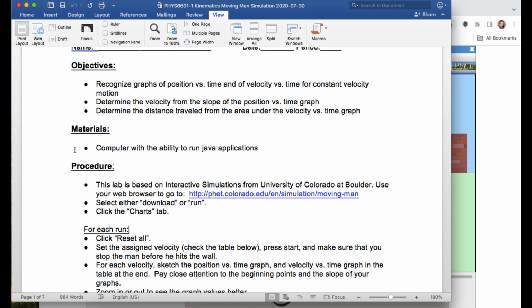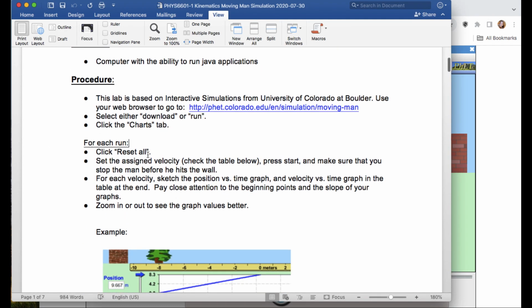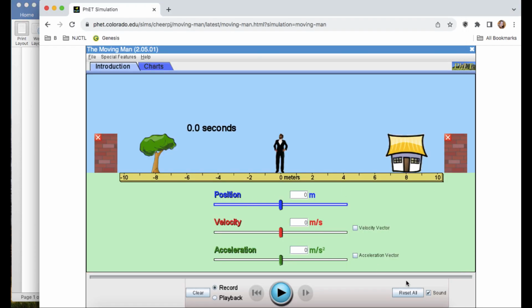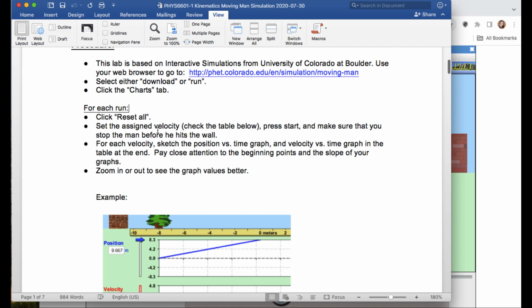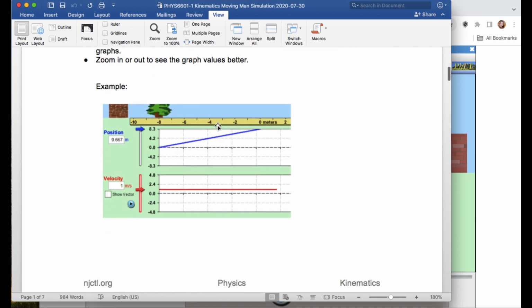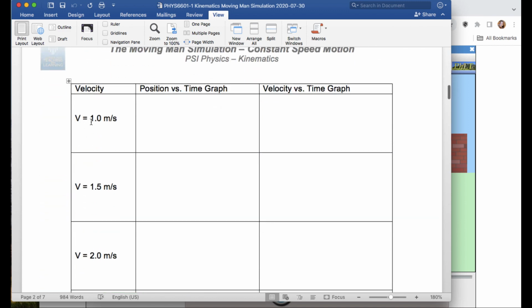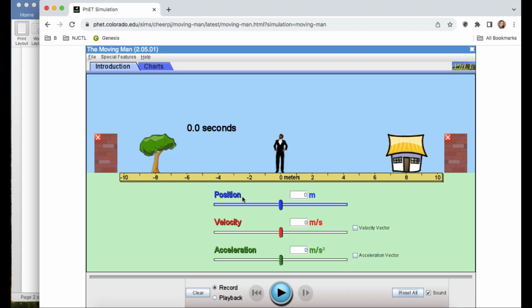But first, we are going to click reset all. Well, we don't have to do that. We can if we want to, sure, but it already is reset. All right, set the assigned velocity. Check the table below. Our first velocity is going to be 1 meter per second. So we go over here, and you can either slide this over or it's just easier to type one.